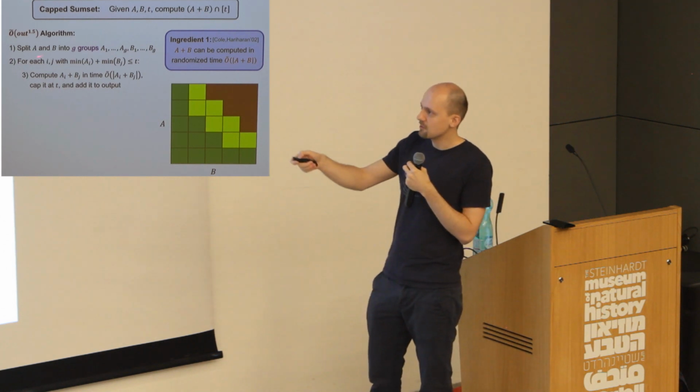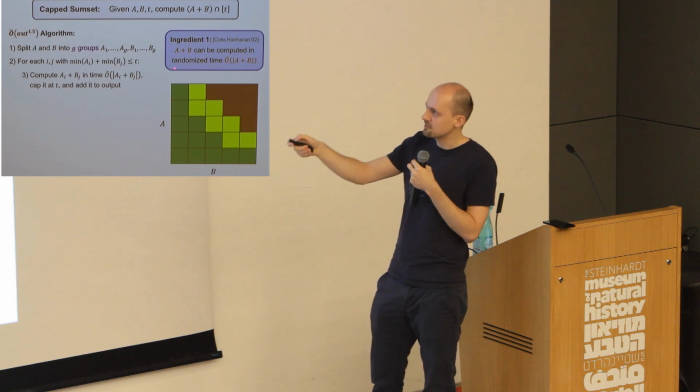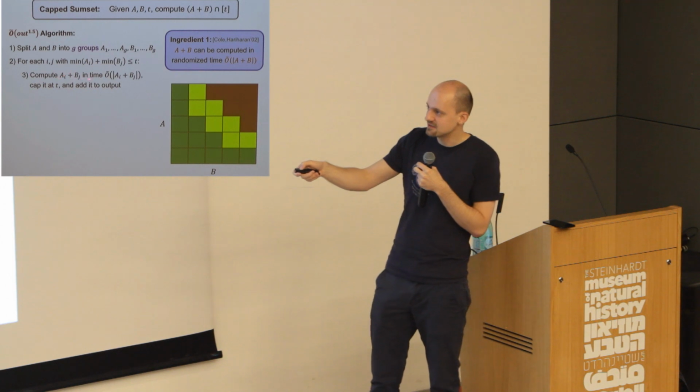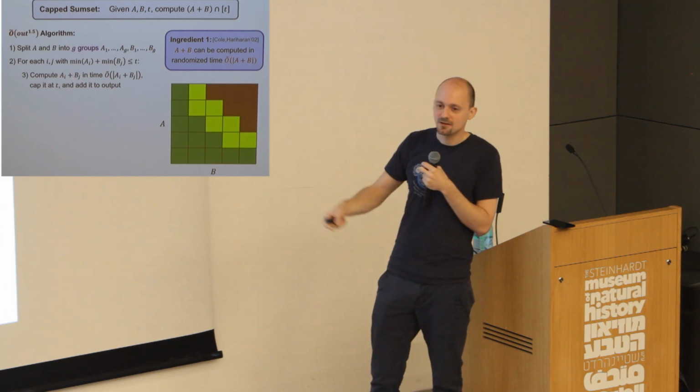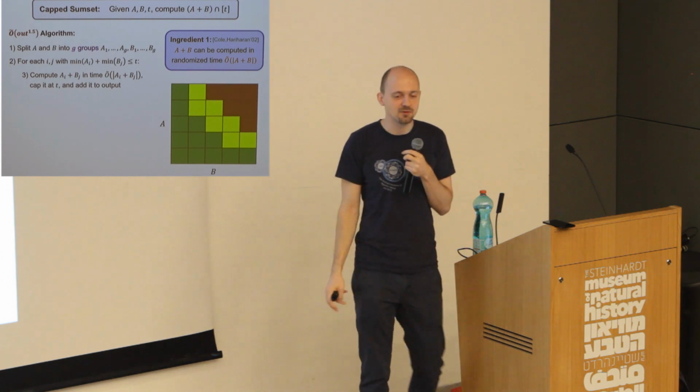So those are the blocks that are green or yellow, and then on each one we just run this first ingredient here, which gives this sum set A_i plus B_j, and we remove everything above t, and we take the union of everything that we computed.